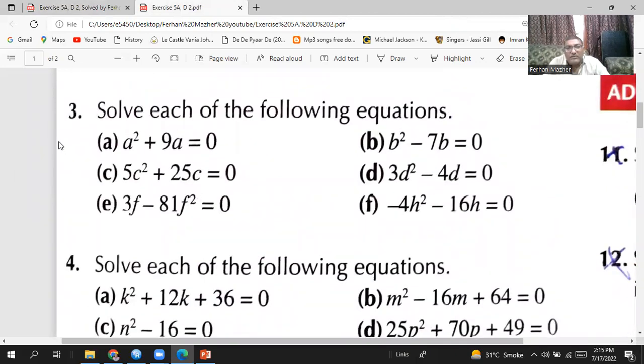Next question is question number 3. It says solve each of the following equations. The first part is a square plus 9a equals to 0.